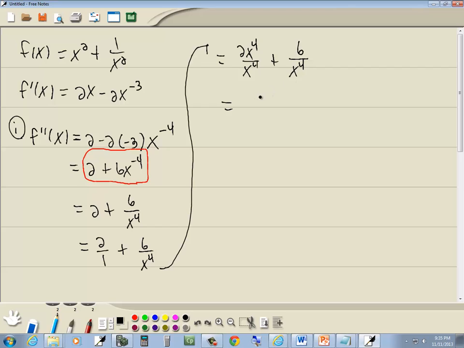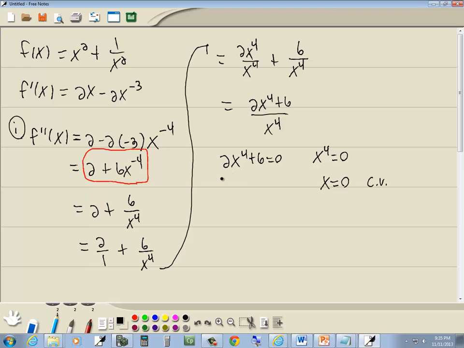Now that they have the same denominator, I'm going to have 2x to the 4th plus 6 over x to the 4th. And we got our single fraction. So we're going to set the top part equal to 0. So we've got 2x to the 4th plus 6 equal to 0. And we'll set our bottom part equal to 0. So we've got x to the 4th is equal to 0. Now this one gives us x equals 0. So that's one critical value.